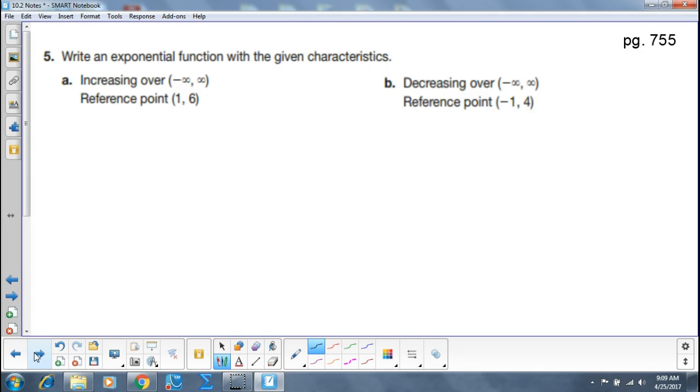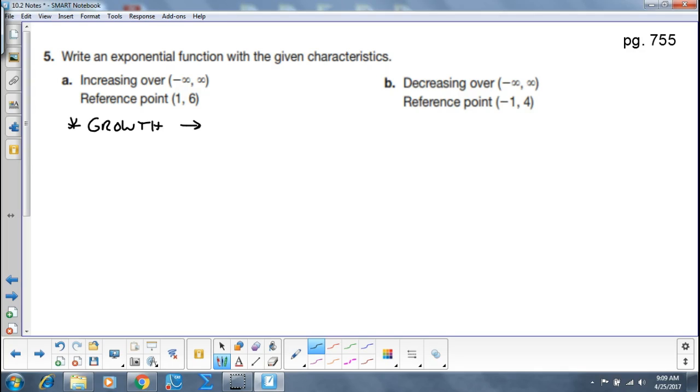So what kind of exponential functions go up? Think back to yesterday. What kind of exponential functions go up? Growth. Exponential growth functions go up. Okay, so this one is a growth. Because it's a growth, what else do we know?